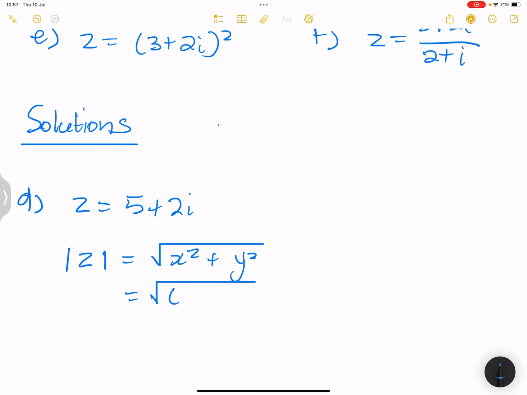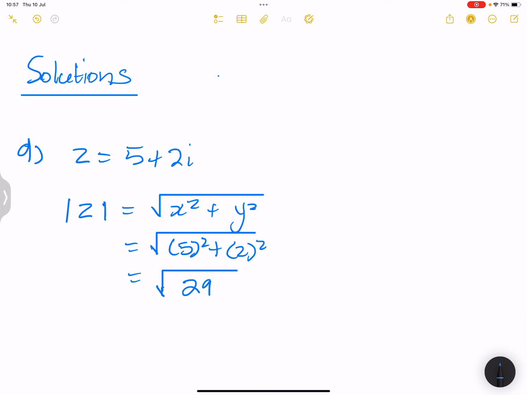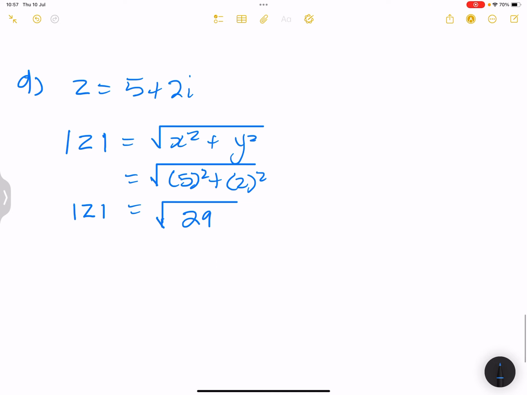So we're going to have 5 squared plus 2 squared. 5 squared is 25, 2 squared is 4. So we end up with the square root of 29. In this case, I'm going to leave it in that form. And now let's go and look for the argument. So we say the argument of Z.